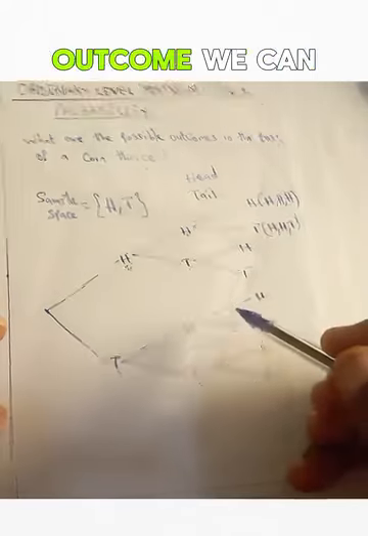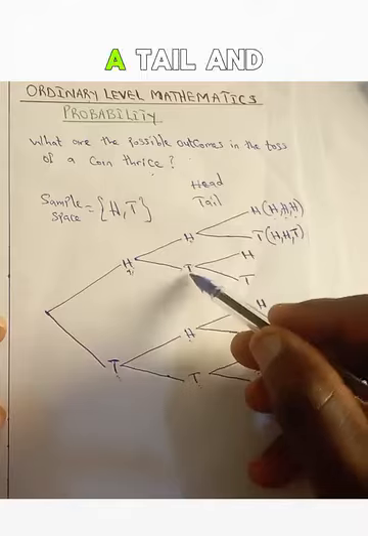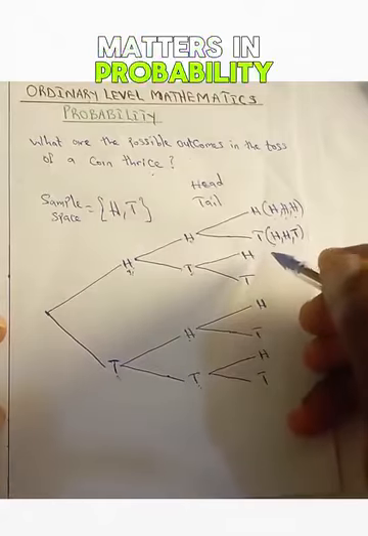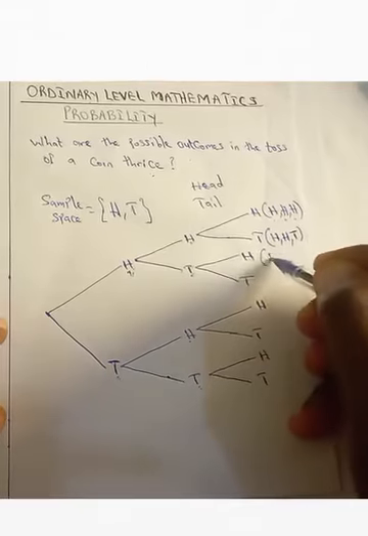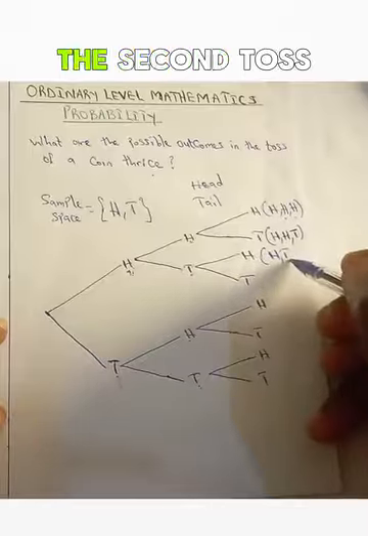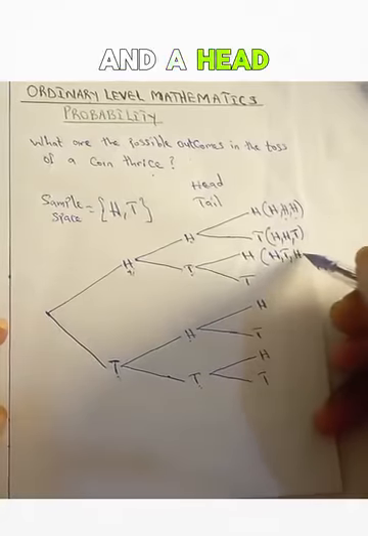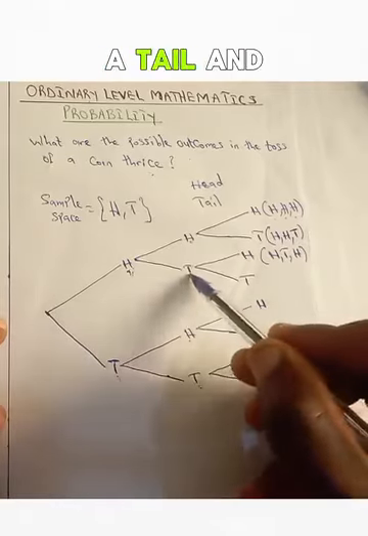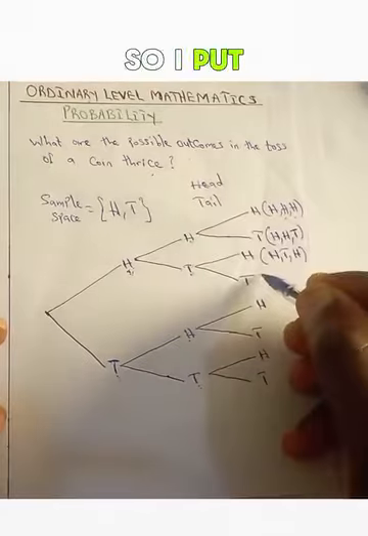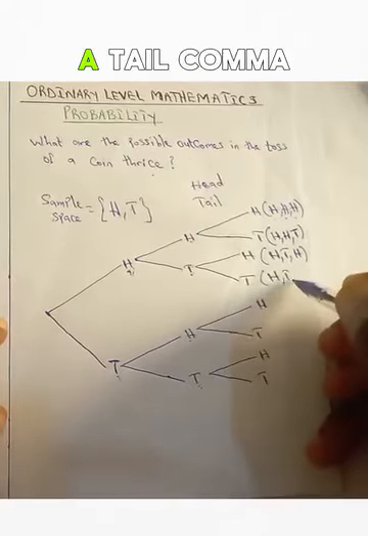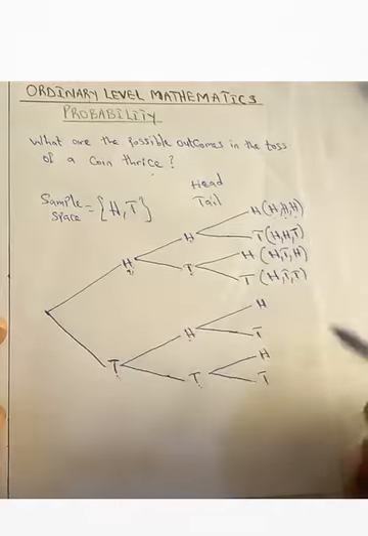The next possible outcome we can have is a head, a tail, and a head in that specific order. Notice that order matters in probability. So we can have a head in the first toss, comma, a tail in the second toss, comma, and a head in the third toss. Next, we can have a head, a tail, and a tail. So I'll put another bracket here and say we can have a head, comma, a tail, comma, and a tail.